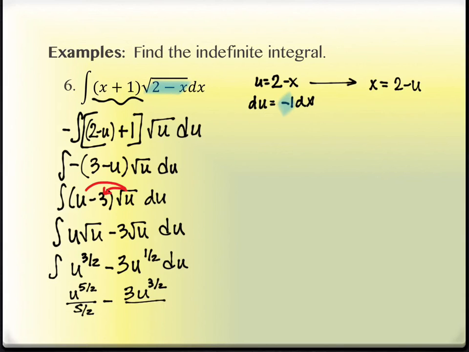Good. 3u to the 3 over 2 divided by 3 halves plus my c. We'll clean things up a tiny bit. So I have 5 halves like this. And then I have this, I'm going to do it a little bit at a time, square root of u to the 5th. And then I have minus, so I have 3 times 2/3, which makes it just 2. So when I multiply or divide by that, I get just 2. And then I have the square root of u cubed plus c.